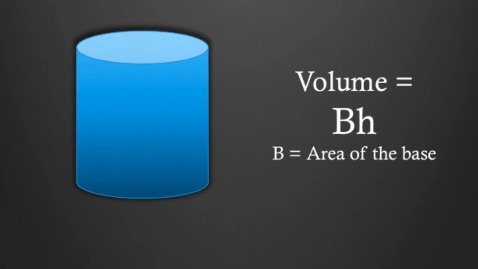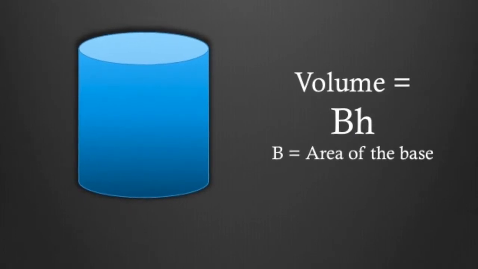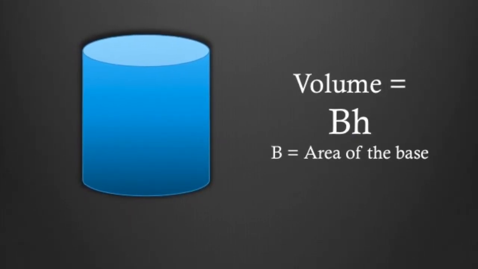Volume is going to measure all the inside of a polyhedron. So we're not just talking about the outsides anymore. You can think of it as how much would it take to fill up the shape or the polyhedron. To find the volume of a cylinder, we use our formula, the area of the base times the height.